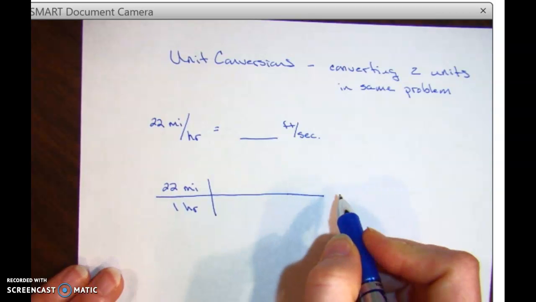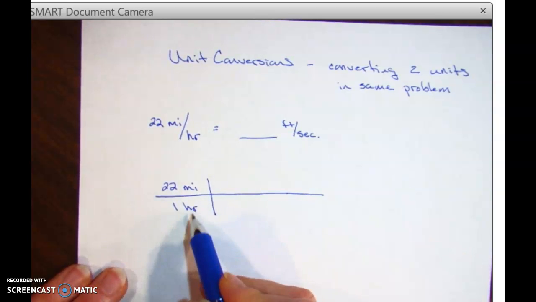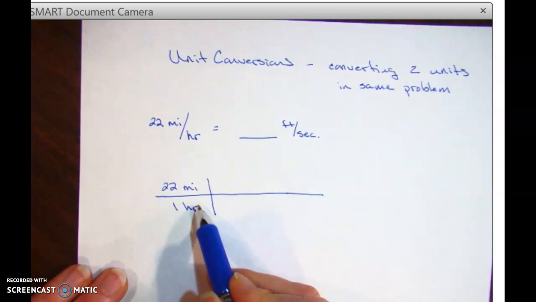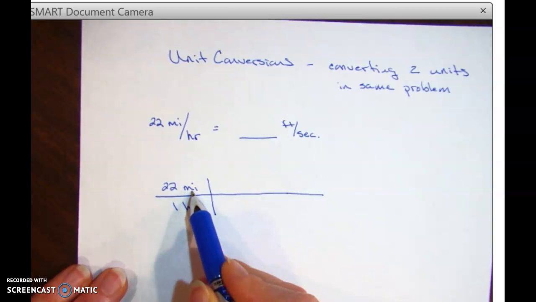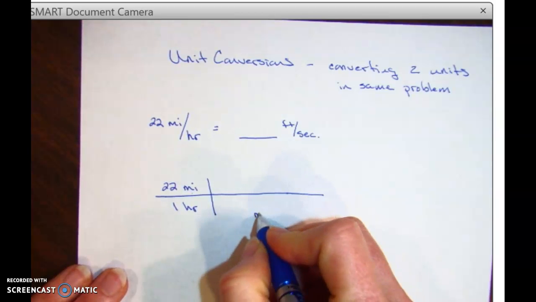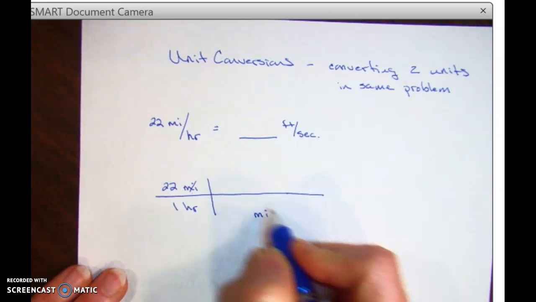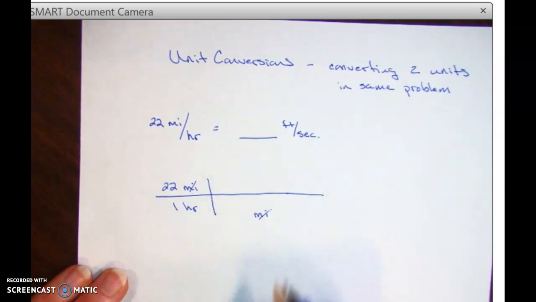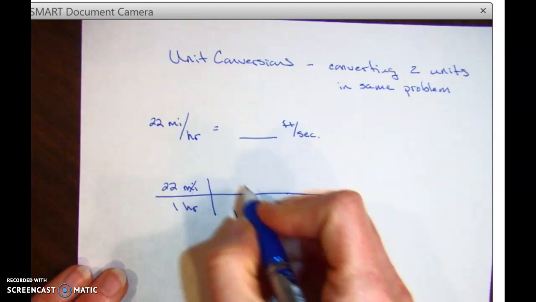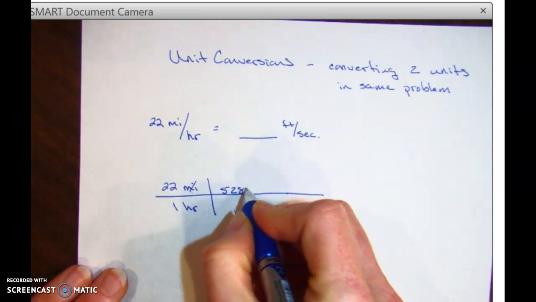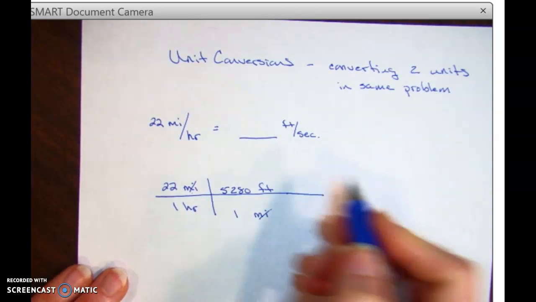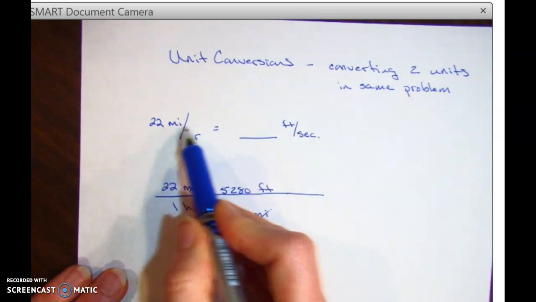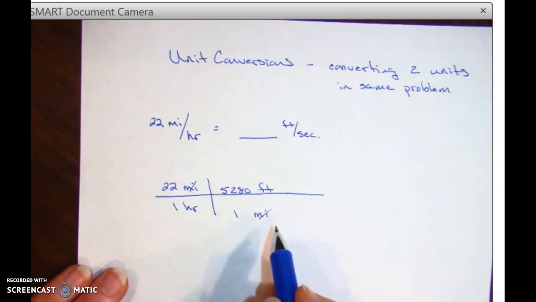Now, just as we did before, we need to switch both units, and we can start with either one. In this case, I'm just going to start with miles here. I want miles to go away, so I'm going to drop it in the bottom. This way it's going to cancel out when I divide. I know that 1 mile is 5,280 feet. So I've converted now from miles to feet, and that's done.